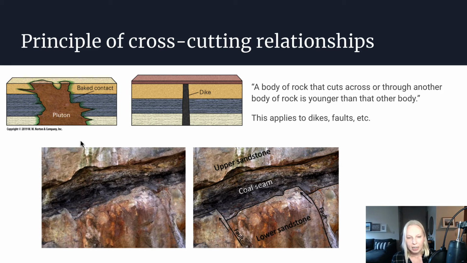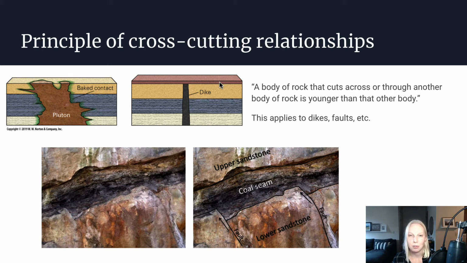I really like these examples. This first one here shows a pluton intruding into sedimentary rocks. This would be cross-cutting. The pluton is cutting across those sedimentary rocks. You also get cross-cutting relationships with igneous dikes. This is a really good example where you have the igneous dike cutting across these three sedimentary units. But note at the top, that dike is being cut off by another sedimentary unit.